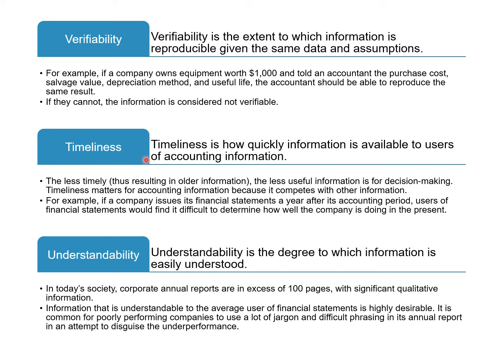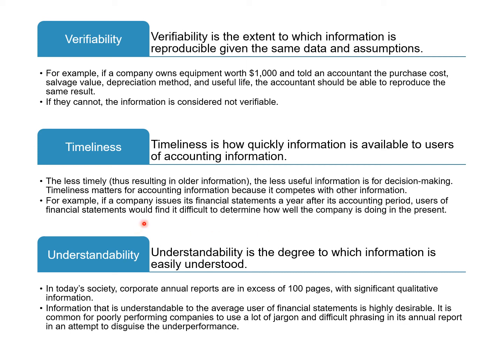Next adalah timeliness. Timeliness is how quickly information available to users of accounting information. So, lagi cepat information tu sampai kepada user, lagi bagus. Okay, the less timely, thus resulting in older information. So, kalau less timely maksudnya information tu dah lama. Bila dia lagi lama, dia dah kurang berguna untuk decision making. Okay, contoh kalau macam the company, it issue a financial statement a year after accounting period. Dia bagi financial statement dia setahun lepas tahun perakaunan tu dah berakhir.